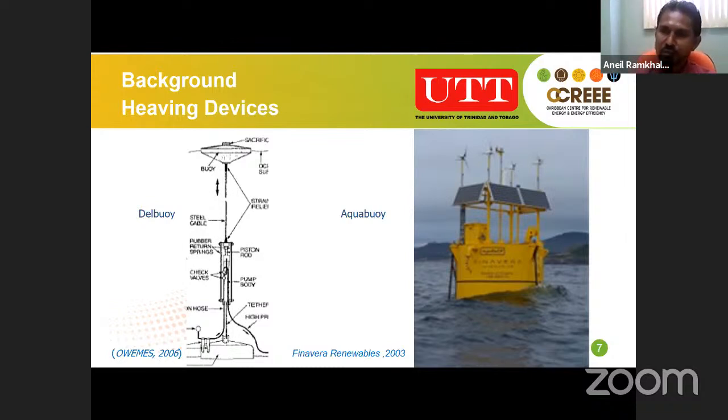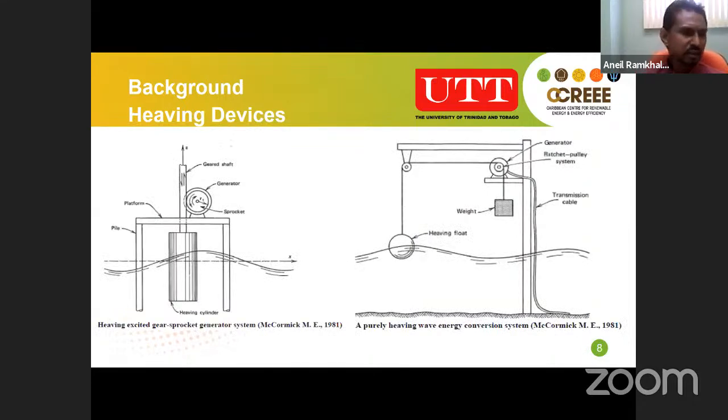Even wave energy prototype development. Some of these devices we have here were developed and tested out at sea, right? We have the Delboy back in 2006. We have the Aquaboy from Finavera Renewables, right? The Delboy operates on the principle of heaving motion, again, pressurizing seawater via a linear pump to produce fresh water. So it uses the heaving wave energy directly. The Aquaboy uses it indirectly, where the energy is converted to electricity via some sort of generator, right? Now we do have devices also that have been theoretically designed but not built, right?